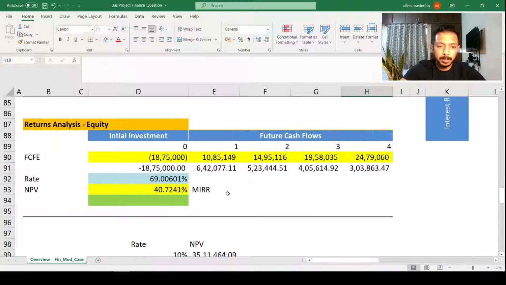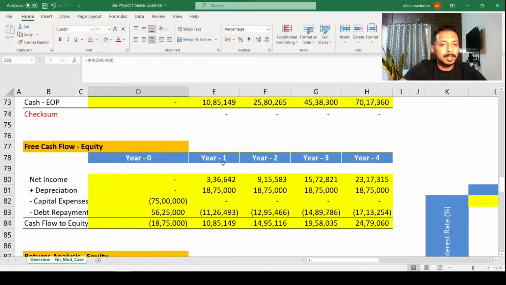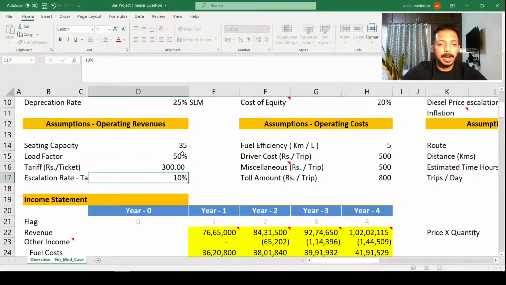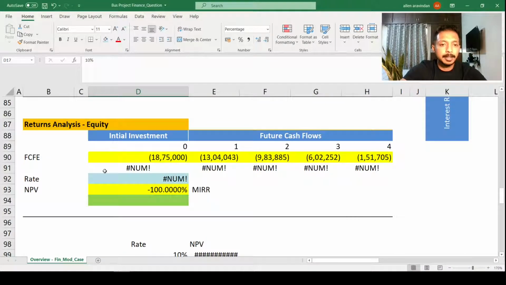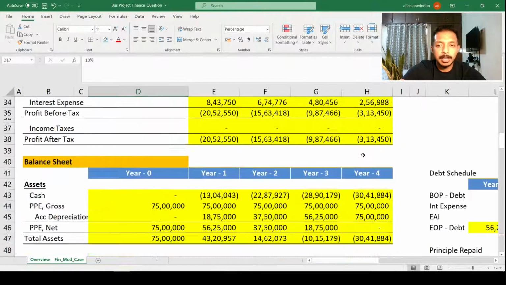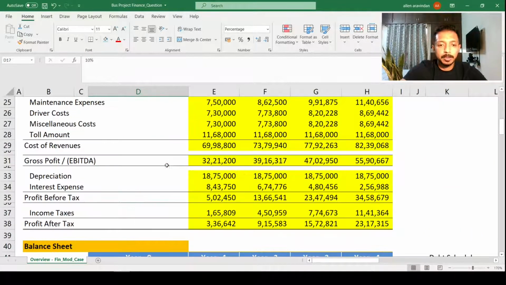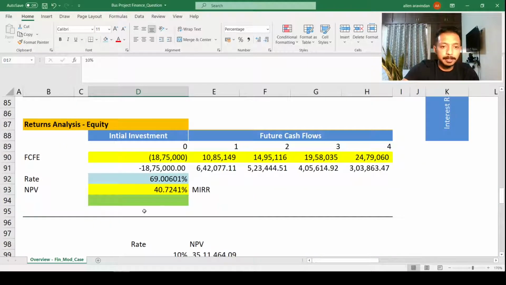So if you just go and see, your IRR changed to about 69%. Now the reason why that changed is because I changed the tariff, right? So if you actually had kept it at 300, then you would be making a loss, right? If you see, the calculation is a loss because your diesel rates have increased but your tariff has not increased. But if you kept it at 400 rupees, then you are profitable even at 80 rupees of diesel rate, right?